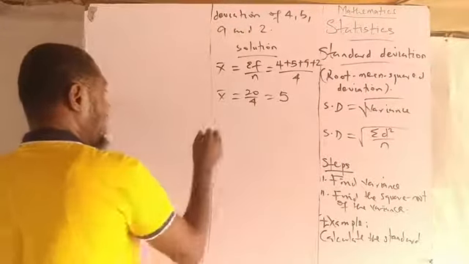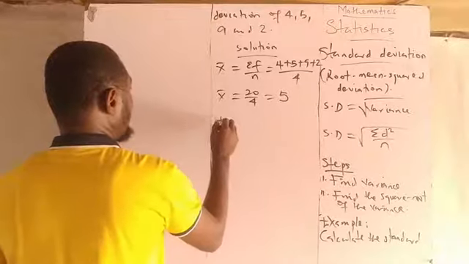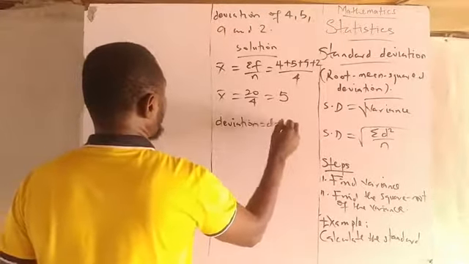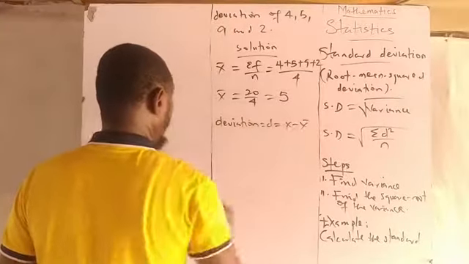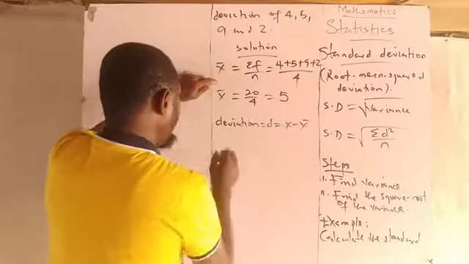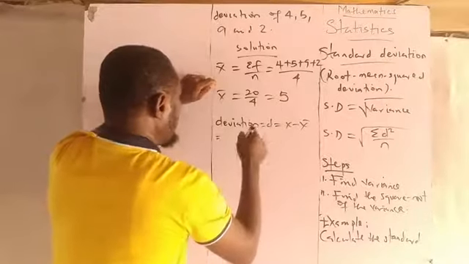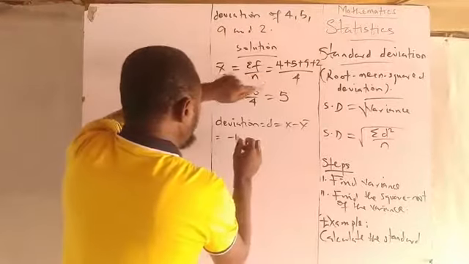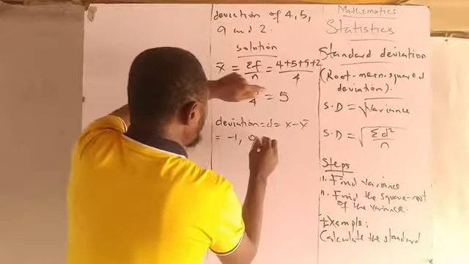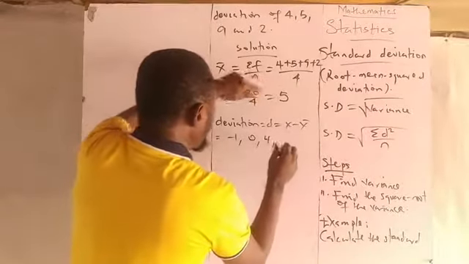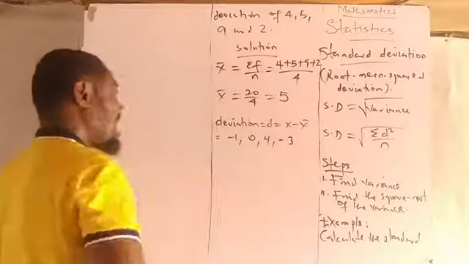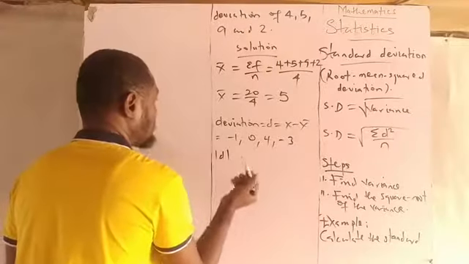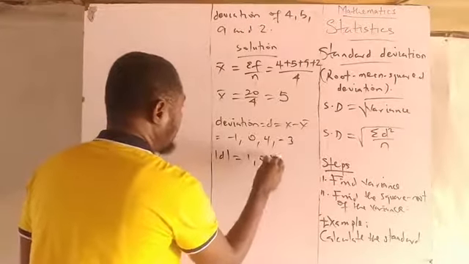Now, we're going to find the deviation. Remember, your deviation is simply x minus the mean. The first number is 4; 4 take away 5 is minus 1. 5 take away 5 is 0. 9 take away 5 is 4. And 2 take away 5 is minus 3. So that's what we have as our deviation. You can as well find your modulus if you like. That will be 1, 0, 4, and 3.